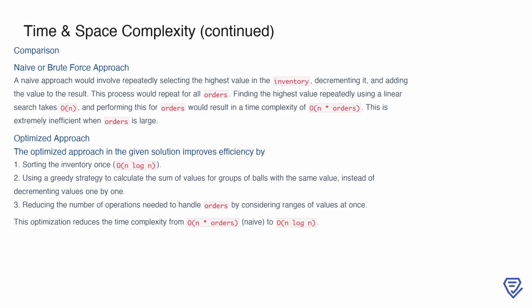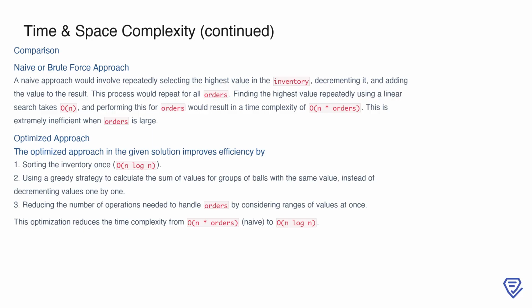The optimized approach, on the other hand, sorts the inventory once in O(n log n), and uses a greedy strategy to efficiently calculate the sum of values for groups of balls with the same value. Instead of decrementing values one by one, it handles ranges of values at once, significantly reducing the number of operations needed to fulfill the orders.